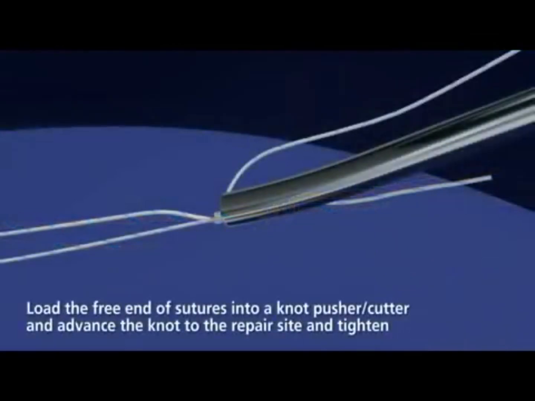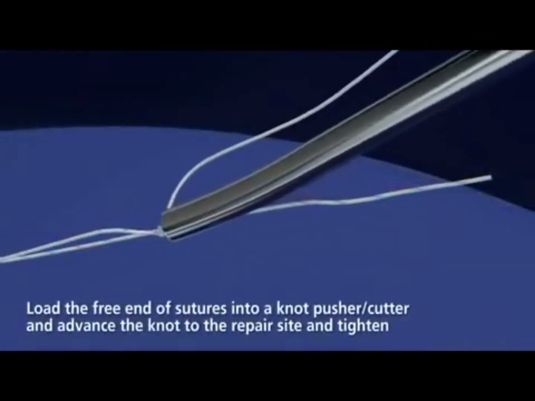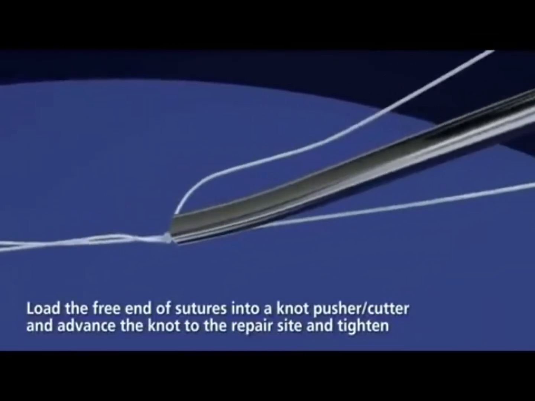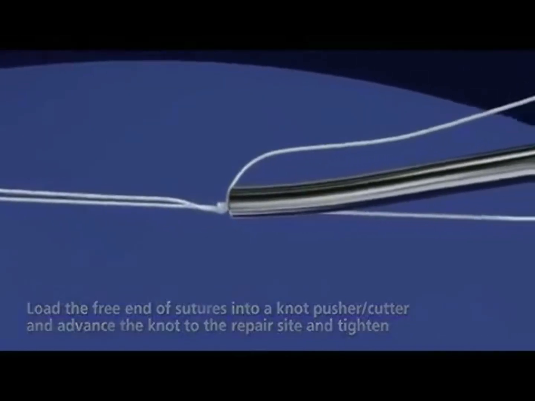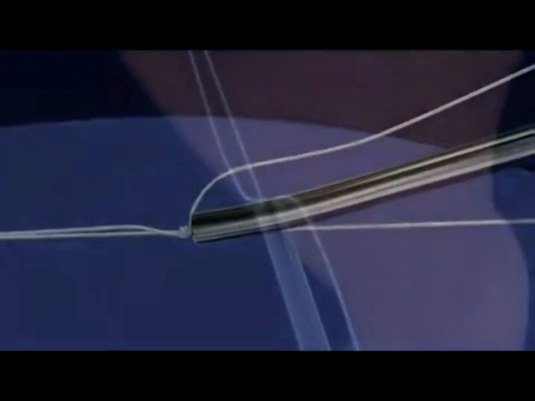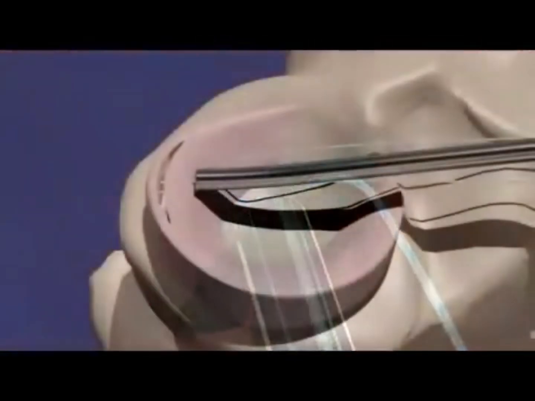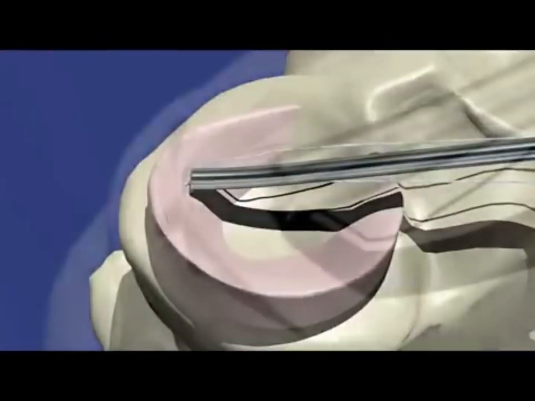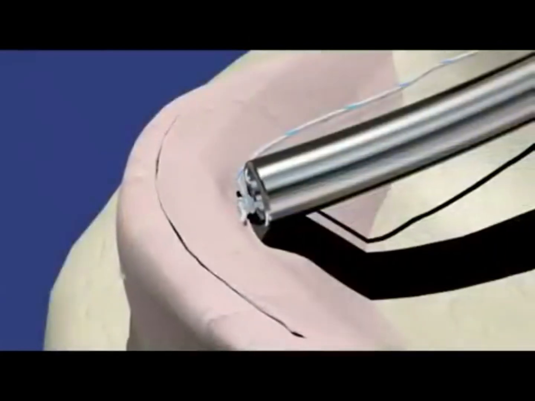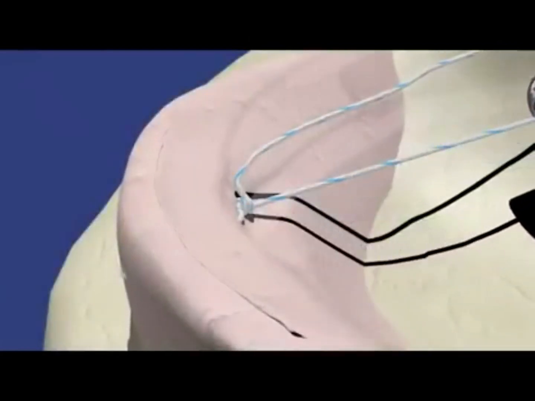Load the free end of the suture into a standard knot pusher. Apply traction to the suture post to remove any slack in the suture. With the knot pusher, advance to the repair site. Apply traction as needed to approximate the tissue and tighten the knot. When satisfied with the location and security of the suture loop at the repair site, the knot can be locked.